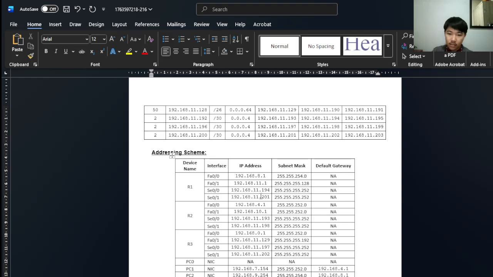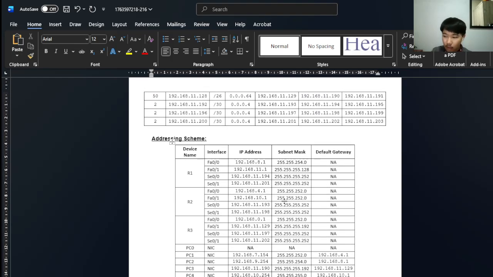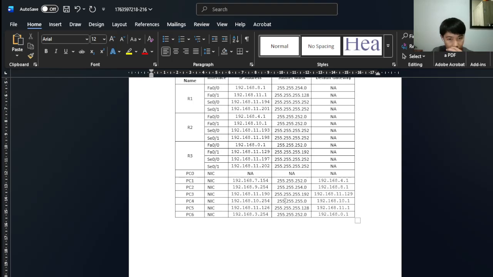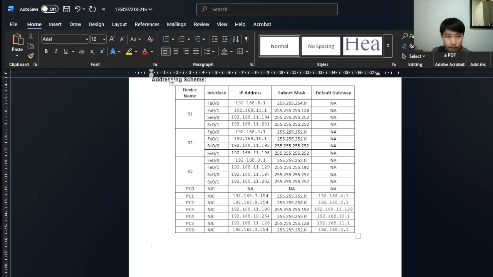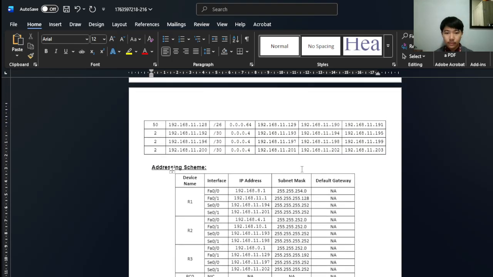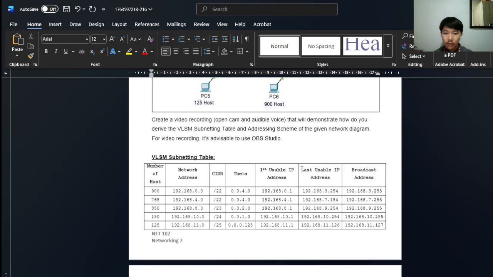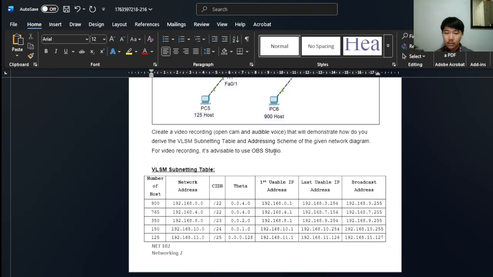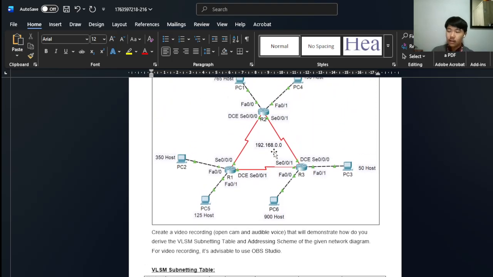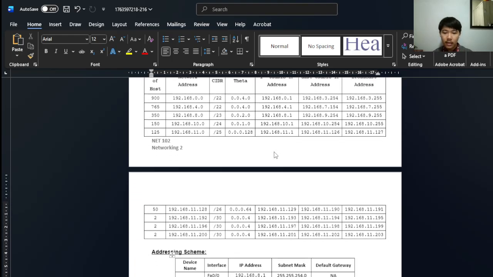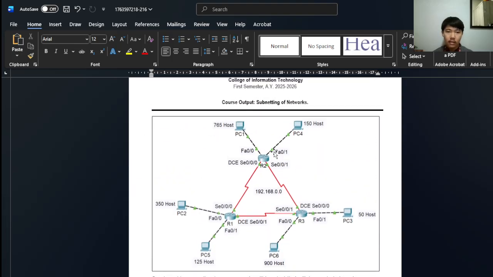Let's just check each table if we did the correct inputs. Okay, so that's it. We're now done with the demonstration on how to get the subnetting table and addressing scheme. That's all, and thank you so much.